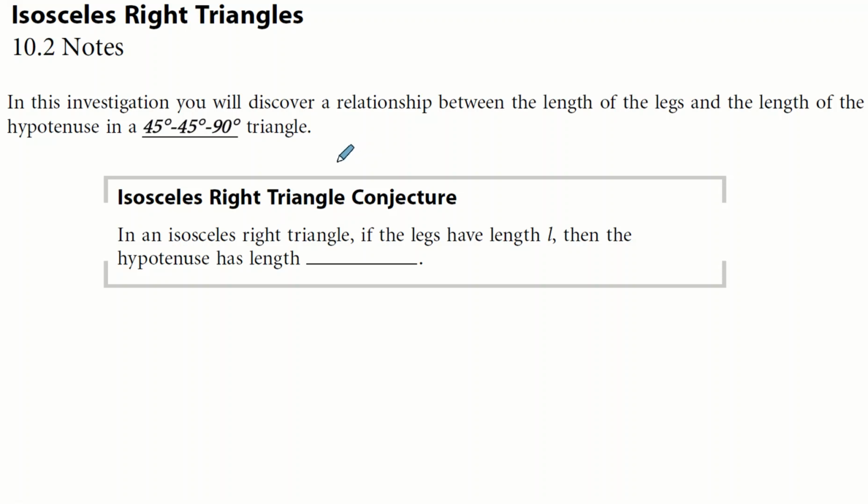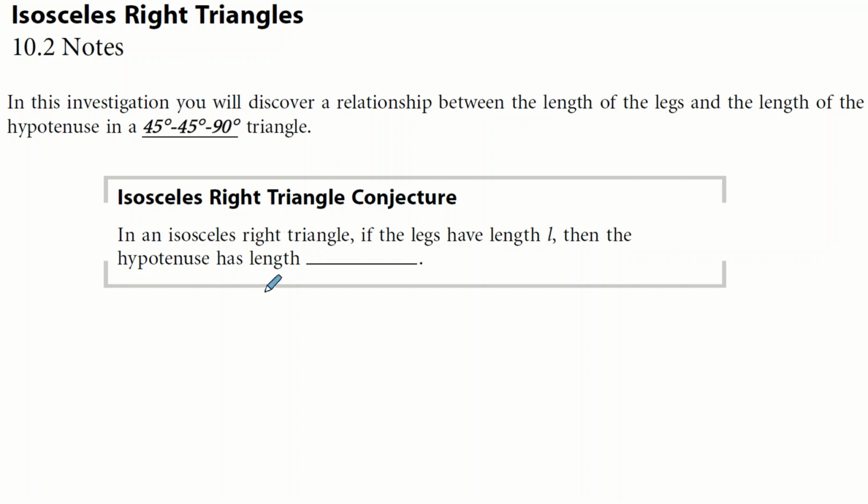Okay, here we go with section 10.2. This first part of the section has to do with special right triangles, 45, 45, 90 triangles. That means that we have an isosceles right triangle where two of the angles are 45 degrees each. Two of the sides are the same because it's isosceles, and we have one right angle. All right, so here we go.